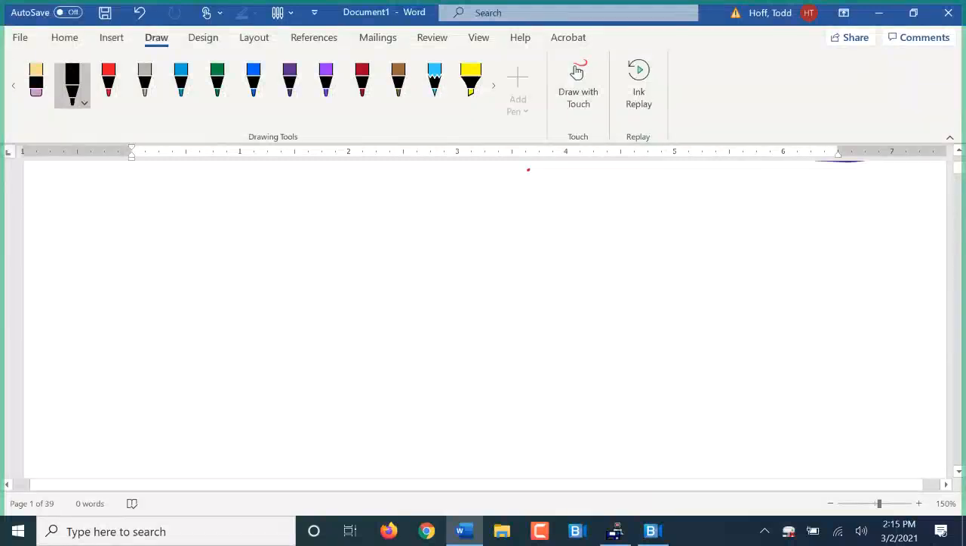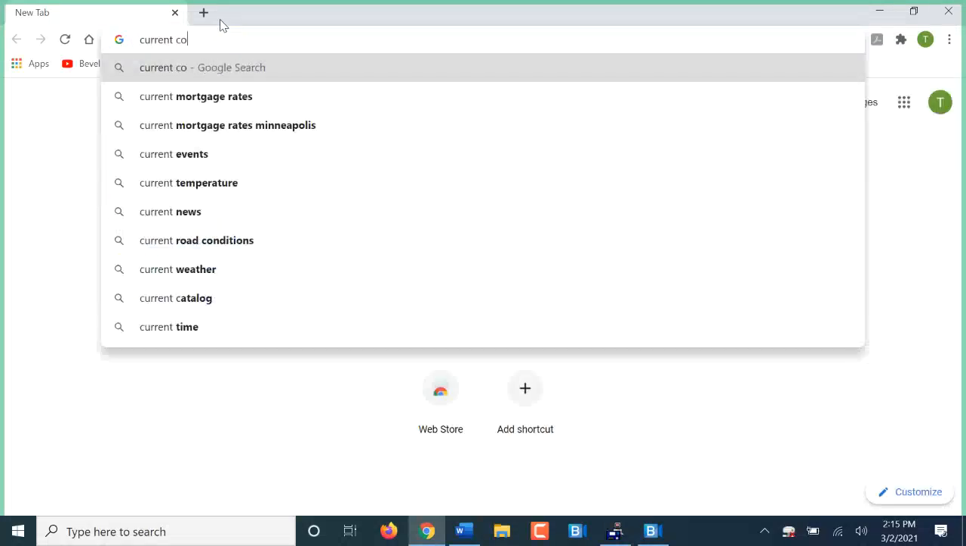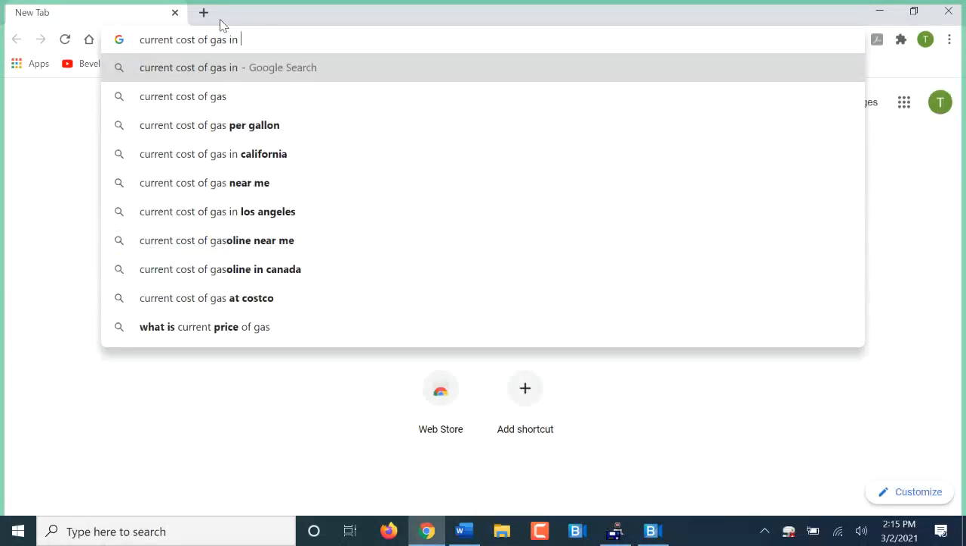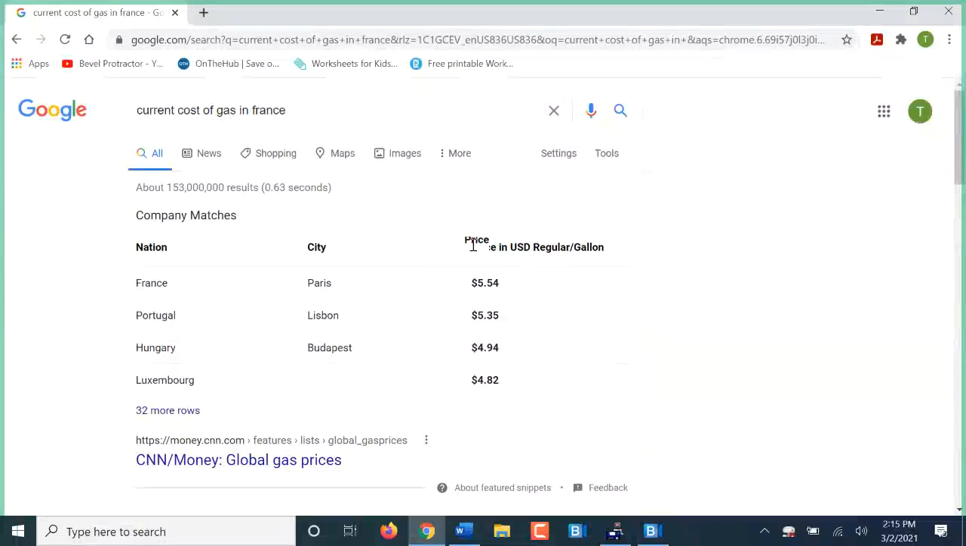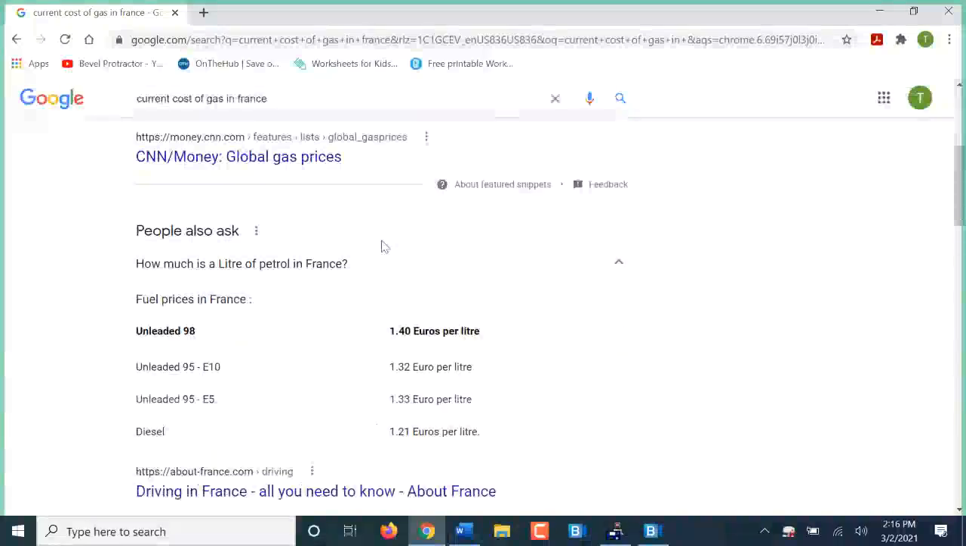Looking on the financial side of things, let's look at the cost. Let's do a little research here quick. Let's look up the current cost of gas in France. We'll go with France since it popped up here. I don't want their U.S. price. I want their... Okay, so 1.4 euros per liter is what they're saying there.